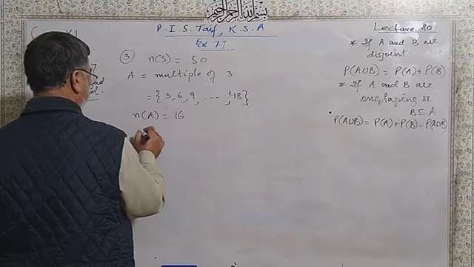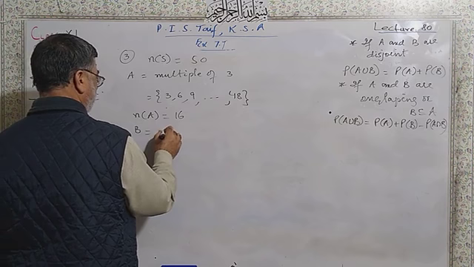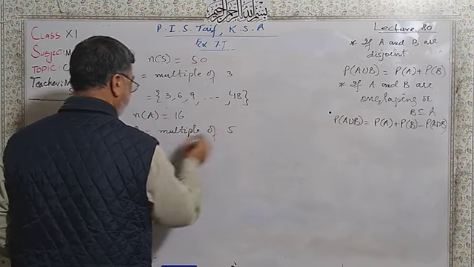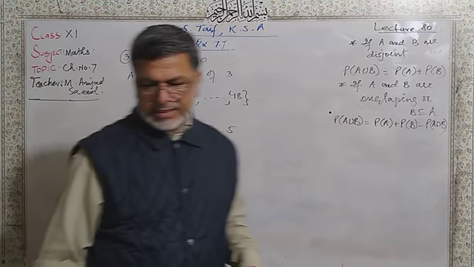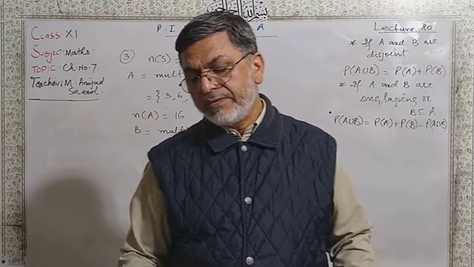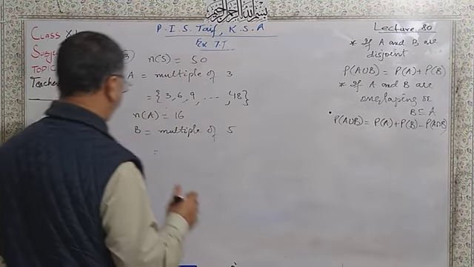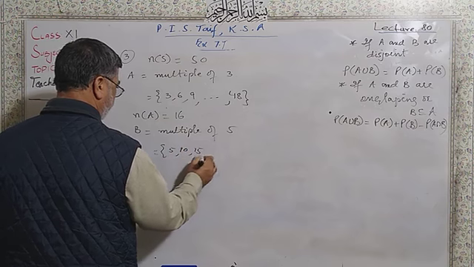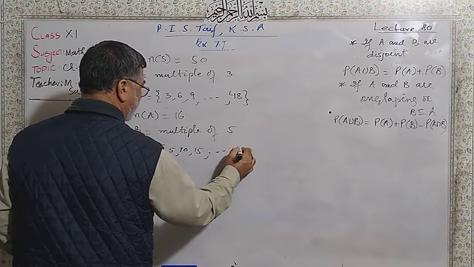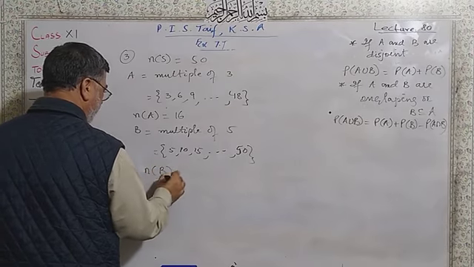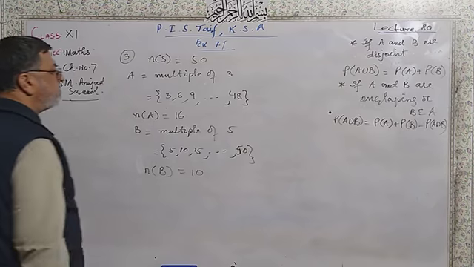After that, B is the event happening is multiple of 5. So here we can have 5 times 1 is 5, 5 times 2 is 10, 5 times 3 is 15, up to so on, 5 times 10. So what will be n of B? That is 10.